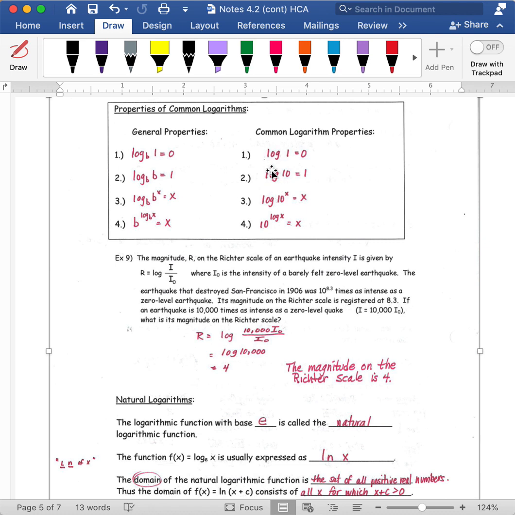Okay, you just have to understand that the base here, if it's missing, is 10. 10 to the power 0 is 1. Therefore, log of 1 equals 0. Log of 10 is 1. Why? Because base 10 to the power 1 is 10. This one here is your inverse property. This is log base 10 of 10 to the x power equals x. And your inverse property, raising 10 to the log of x equals x as well.